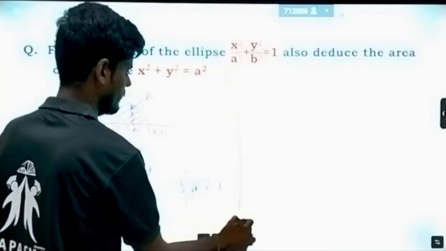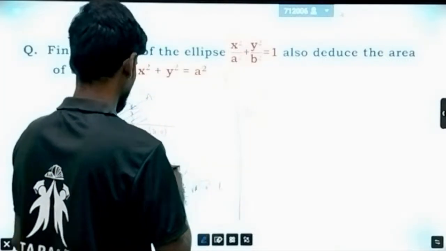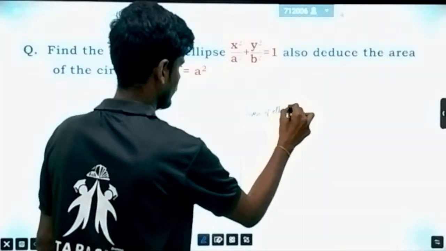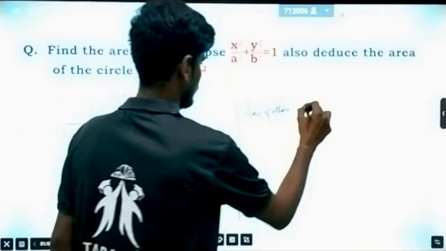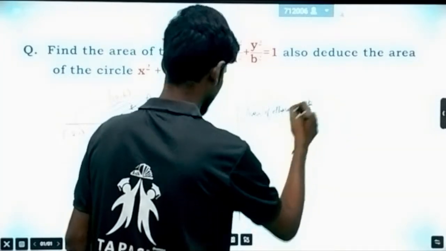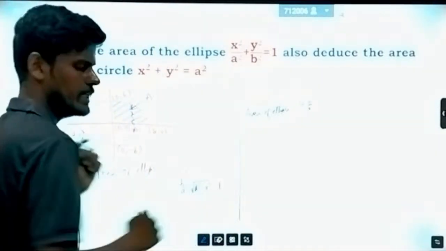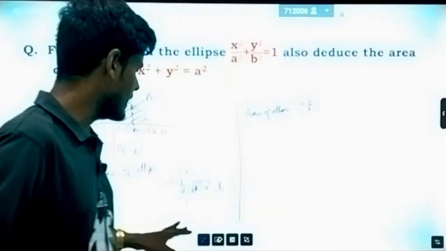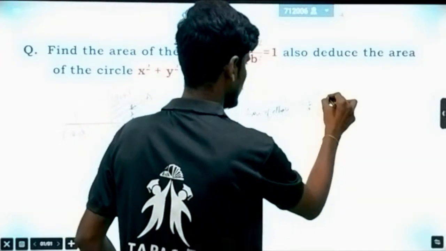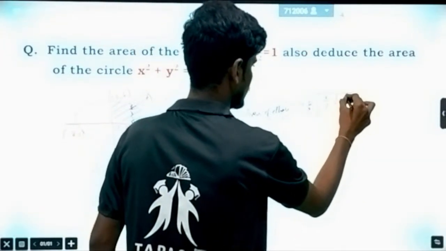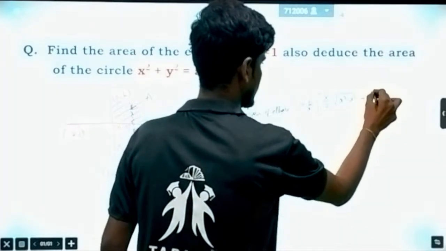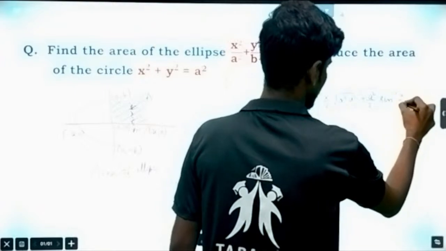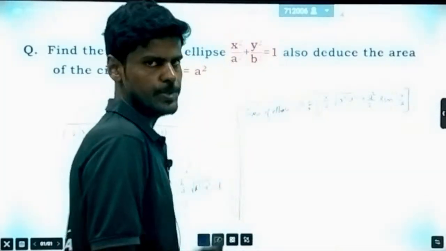What is the integration value? Now area of ellipse is equal to 4b by a into, this is constant, remaining we have to integrate square root of a square minus x square. What is the integral of square root of a square minus x square? Standard integral. That is equal to x by 2 square root of a square minus x square plus a square by 2 sin inverse x by a, with the limit 0 to a.